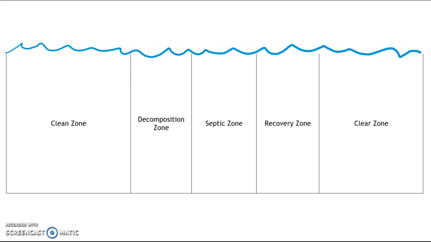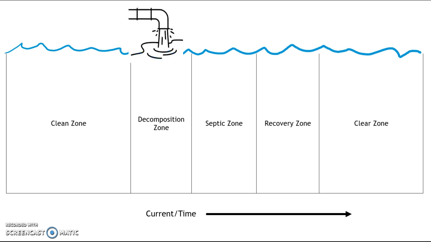So, as you can see from my diagram, right here we've got a stream or a river that has 5 distinct zones. We have the clean zone, the decomposition zone, a septic zone, recovery zone, and a clear zone. If this is a stream or a river, imagine that the current is going towards the arrow. We can say it's the time after dumping. We can also say it's the distance from the actual dump site.